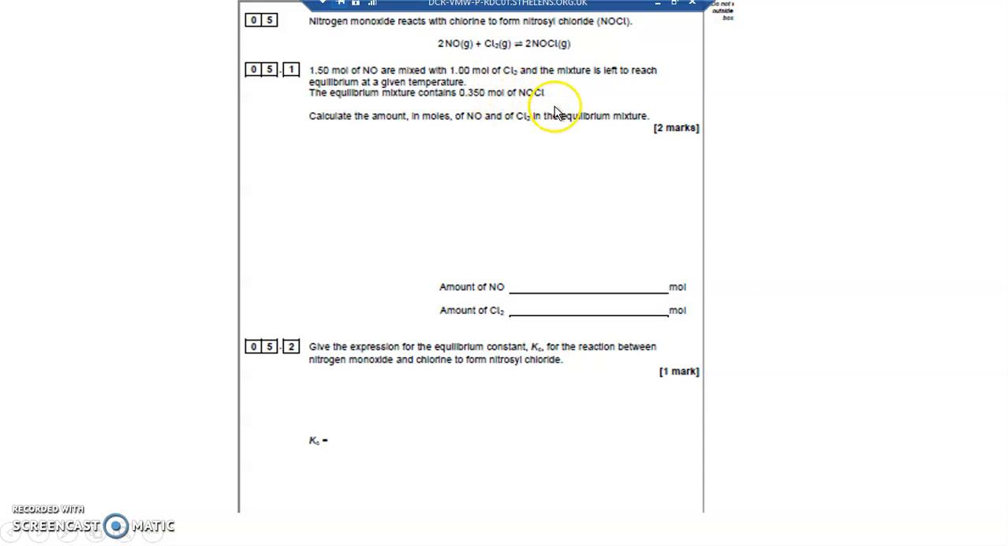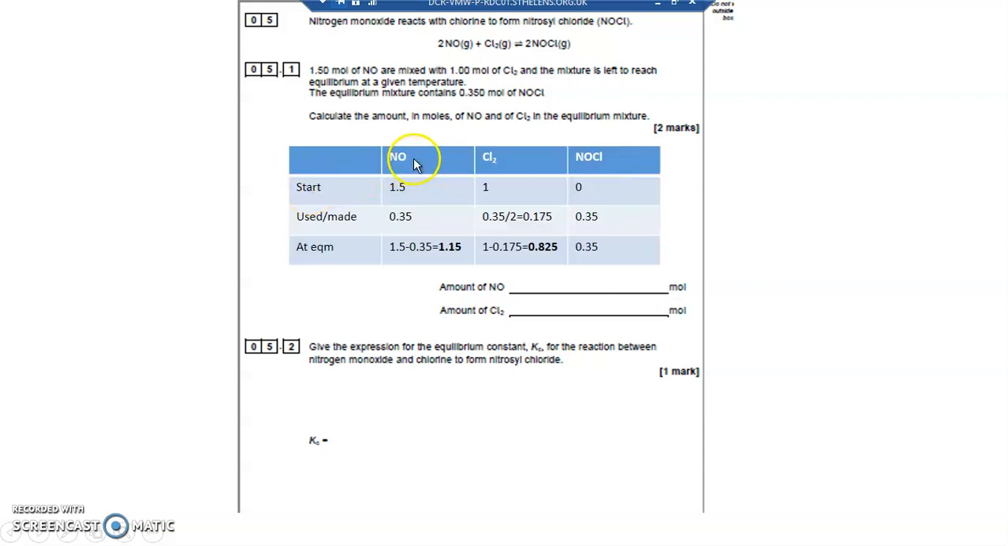So once dynamic equilibrium's reached, I always set this out as a table. I can see it more easily in a table, so I suggest you do too. So let's put the three chemicals, the two reactants, the NO and the Cl2, and then the product, the NOCl. And then let's say how much we've got at the start. So at the start we've got 1.5 moles of NO. It tells me that I've got 1 mole of Cl2 and I've got no moles of NOCl. No surprise because I've not made any yet. I've not mixed them yet.